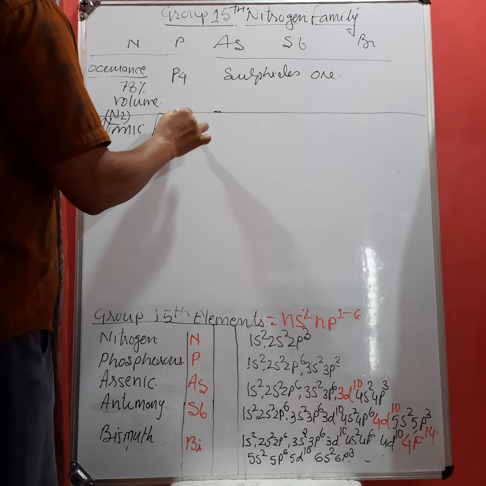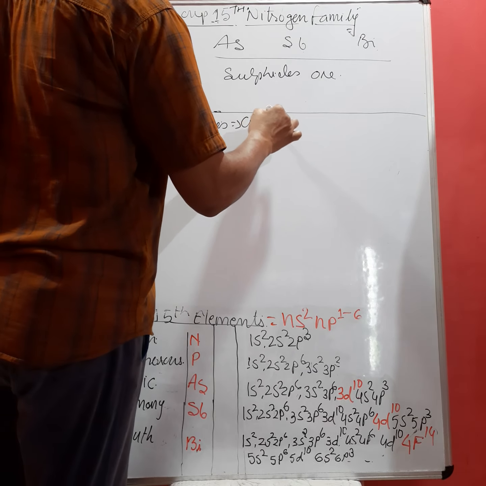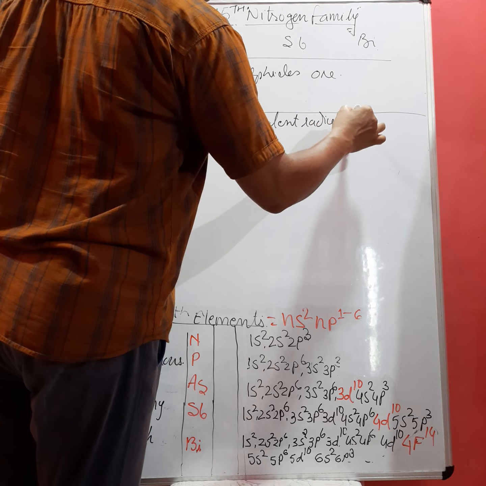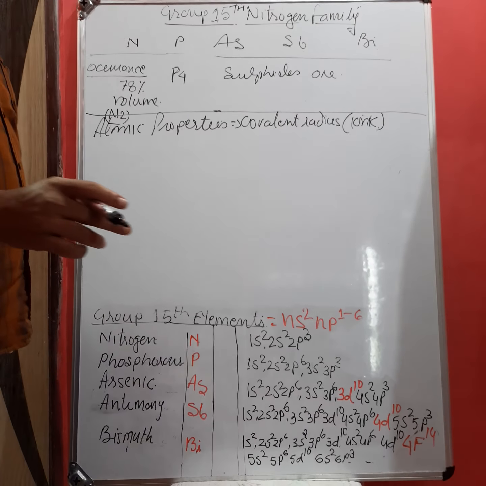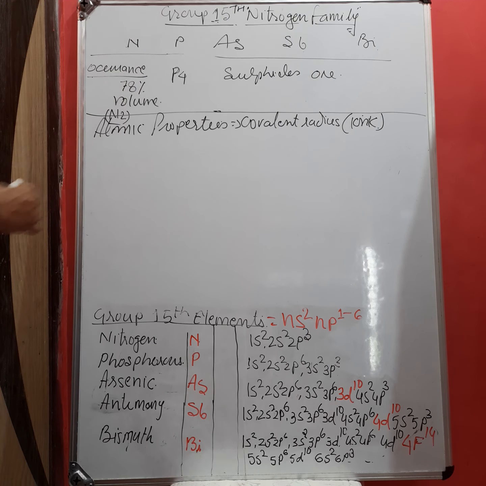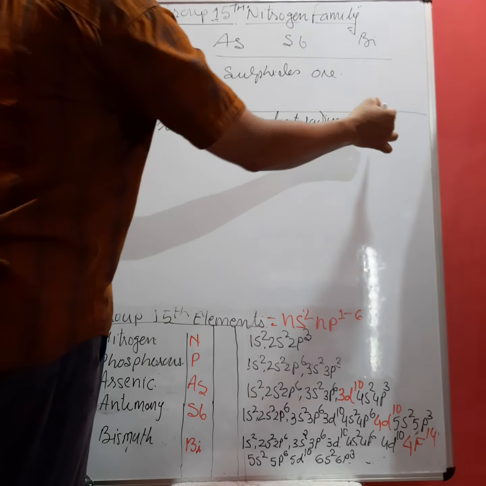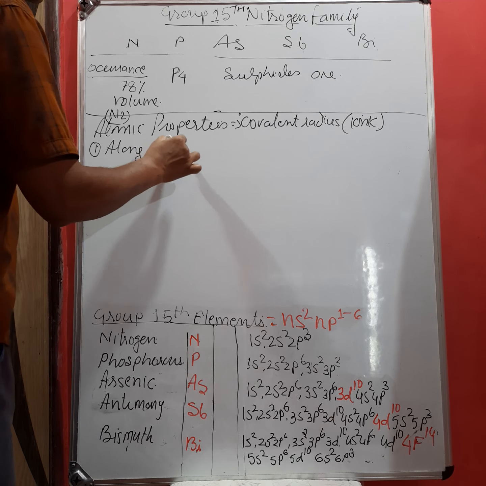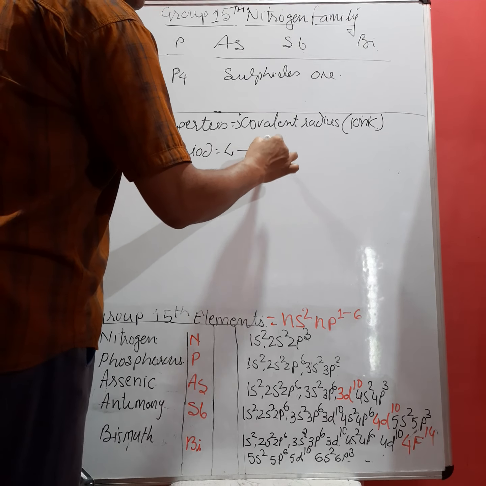Atomic properties. In atomic properties, first we will deal with covalent radius, or you can say ionic radius for a particular oxidation state. Students, in atomic properties, the first point, covalent radius, is dealt in two forms. First one, along a period, that is, on moving from left to right.